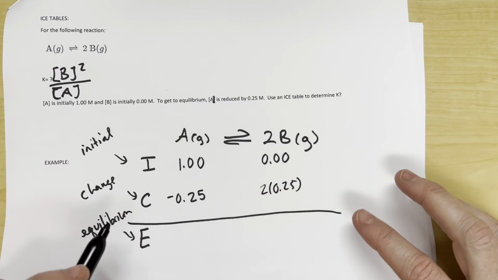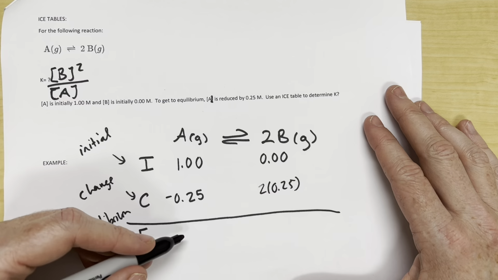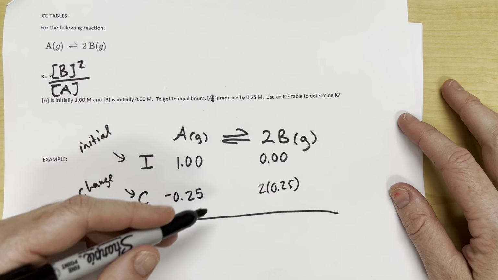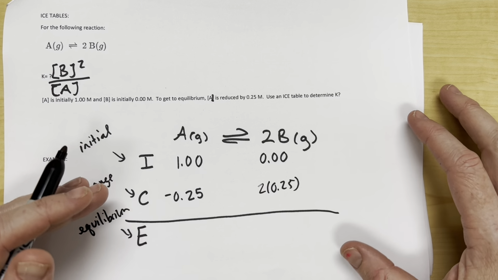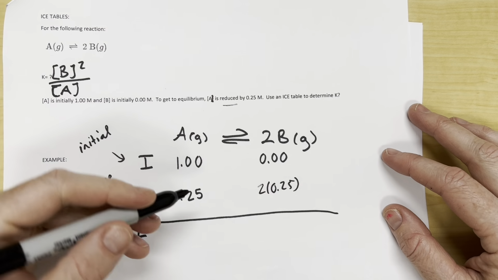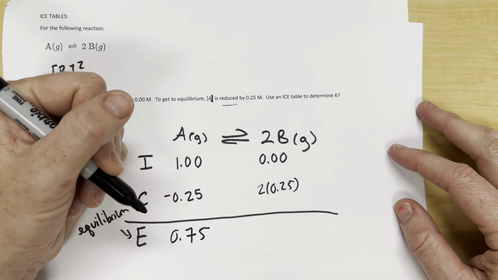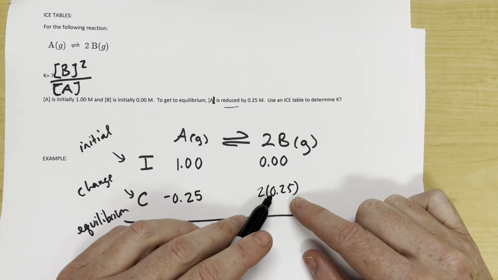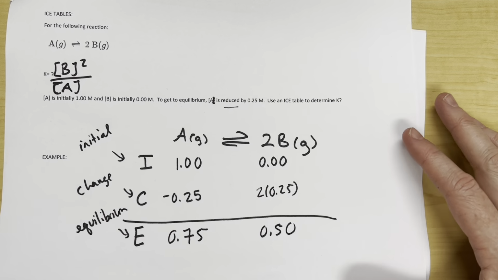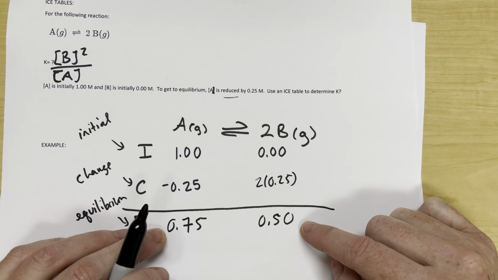And then equilibrium tends to be relatively straightforward. That's where we just sum everything up. It's the initial plus the change. Getting negative signs right ends up being kind of important on this, so make sure you read the question and think about things. It said reduced by 0.25, and that's how I knew it lost 0.25. So this would be 0.75 mole per liter, and 2 times 0.25 is 0.50. In other words, 0.50 mole per liter. So these are our concentrations at equilibrium in this example problem.